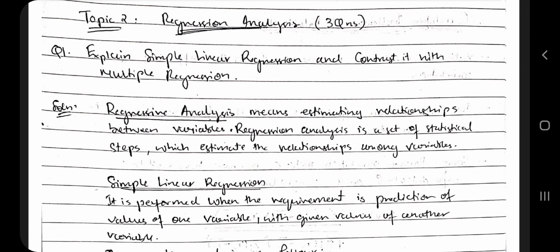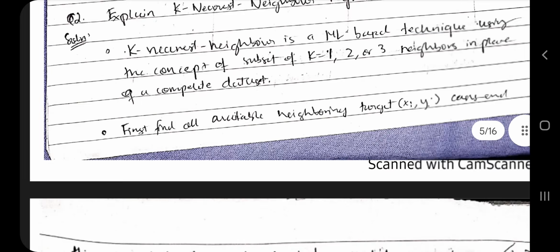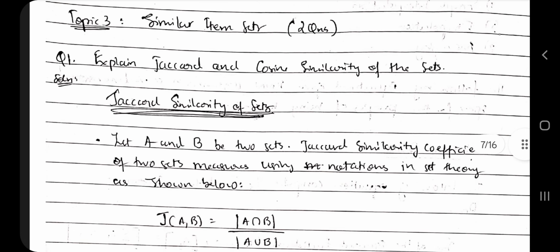Similar item sets is comprised of 2 topics. I've combined them into one, and I've written the most important questions in that. So let's have a look. There are totally 2 questions in that. The most important question here is to explain Jaccard and cosine similarity of the sets.